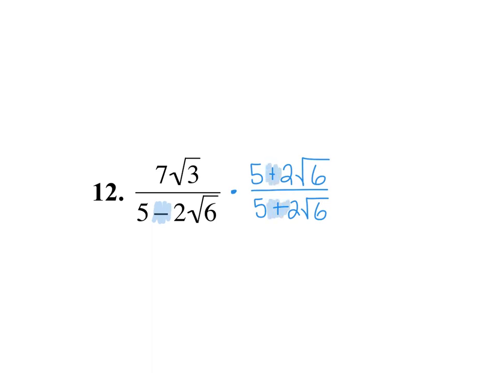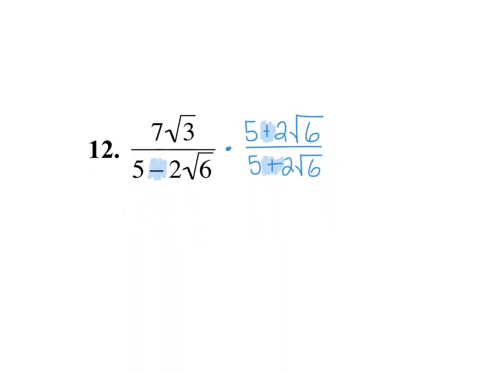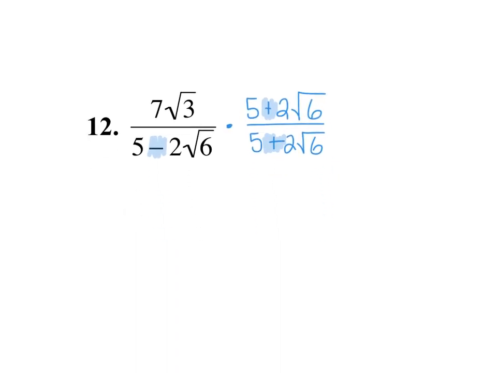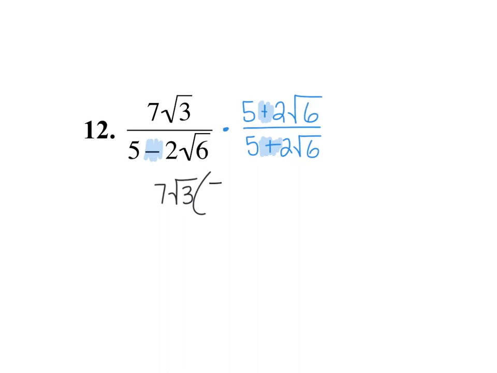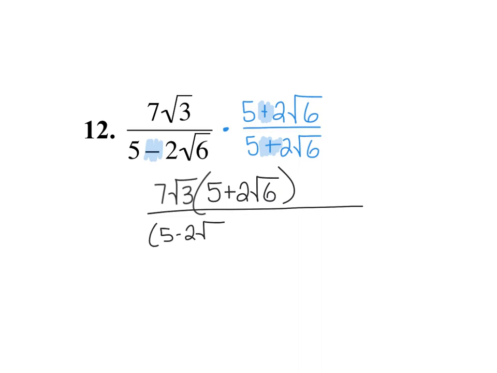And now 5 plus 2 root 6 over 5 plus 2 root 6, I'm not changing this fraction's value at all. I'm just changing how it looks. So in the numerator, I would have 7 root 3 times 5 plus 2 root 6. In the denominator, I'm going to have binomial times a binomial, so I'm going to have to FOIL this.